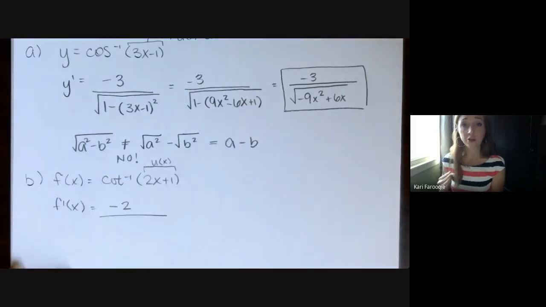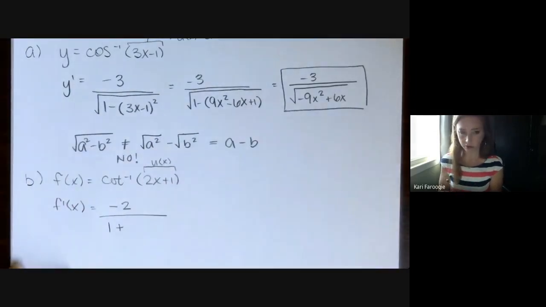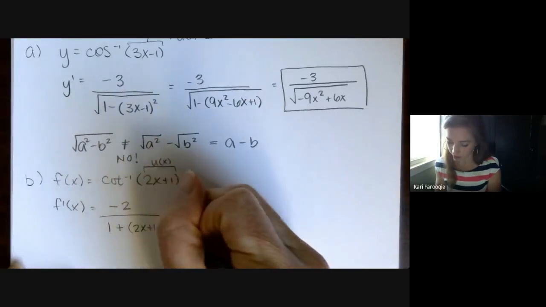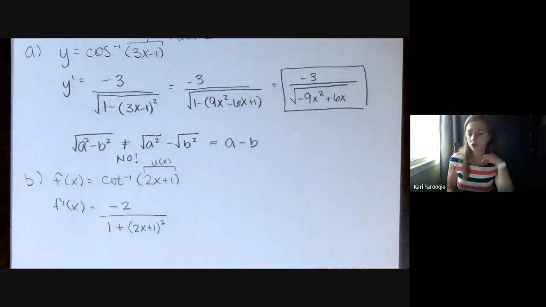And then for tangent and cotangent, you're adding in the denominator, and there's no radical. So you're going to be taking 1 plus u squared. It's always a 1 all the time, and then plus, in our case, 2x plus 1 quantity squared. And then we'll just kind of multiply out that binomial to simplify the denominator.